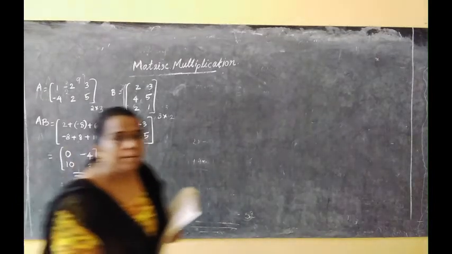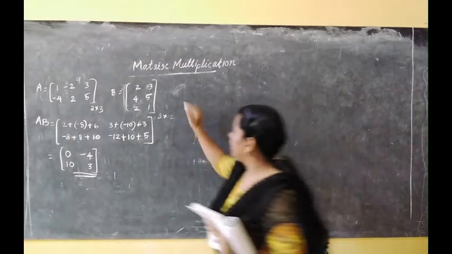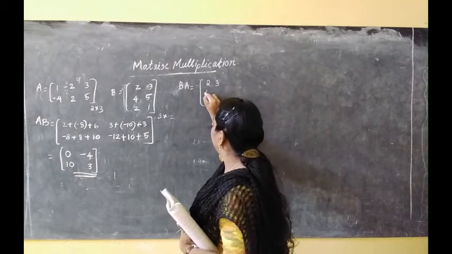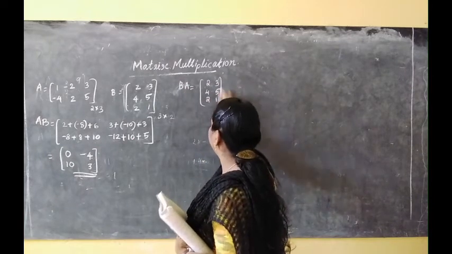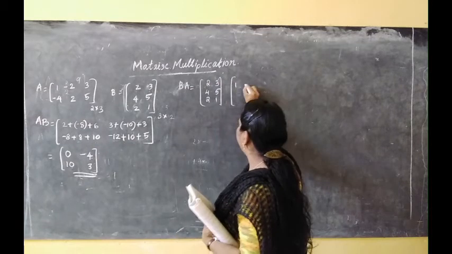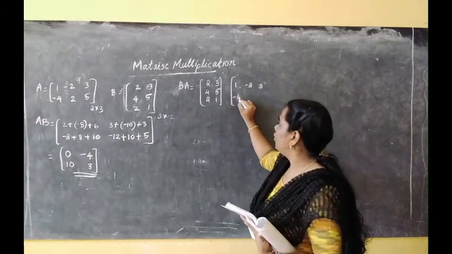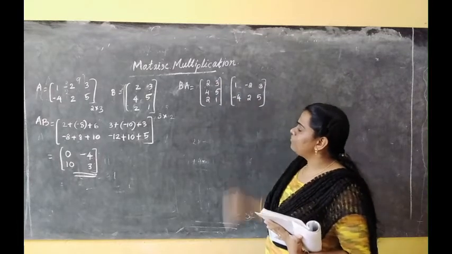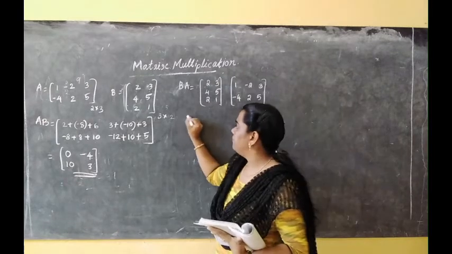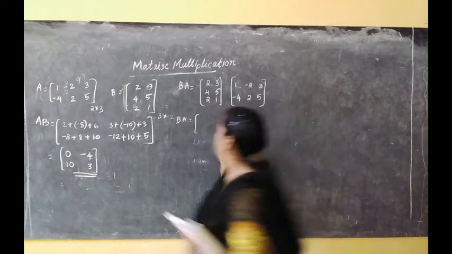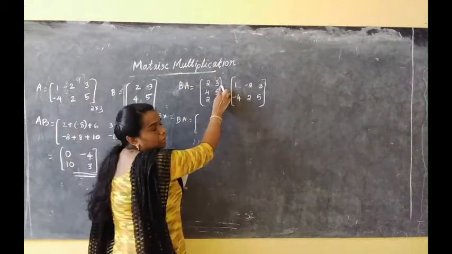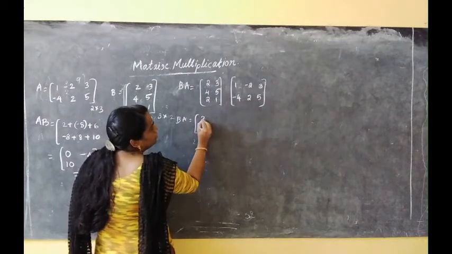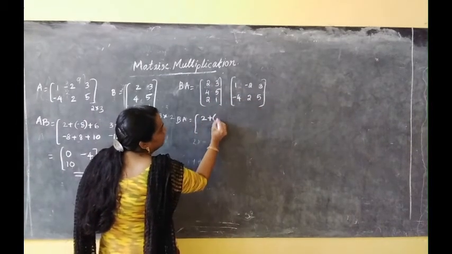Now we can find BA. For that, the first matrix is this: 2, 3, 4, 5, 2, 1. And A: 1, minus 2, 3, minus 4, 2, 5. The number of columns must be equal to the number of rows, so we can multiply BA. How is the multiplication done? First row by first column: 2 into 1, 2. Plus 3 into minus 4, minus 12.